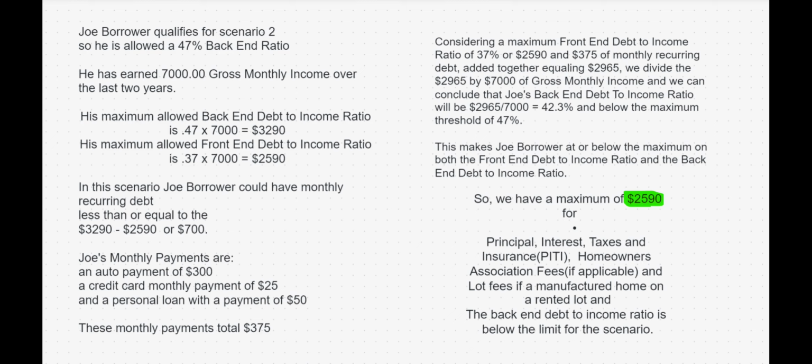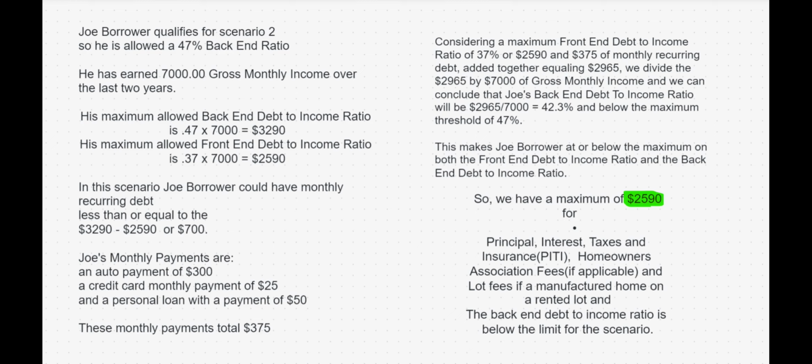His maximum allowed front-end debt to income ratio is 37% or 0.37. We'll multiply that times 7,000, which comes out to $2,590. In this scenario, Joe borrower could have monthly recurring debt less than or equal to the $3,290 minus the $2,590, or $700. Joe's monthly payments are an auto payment of $300, a credit card monthly payment of $25, and a personal loan with a payment of $50 a month. These monthly payments total $375.